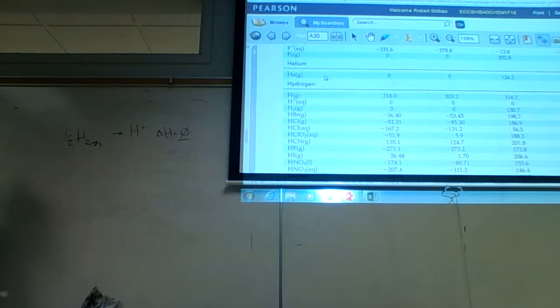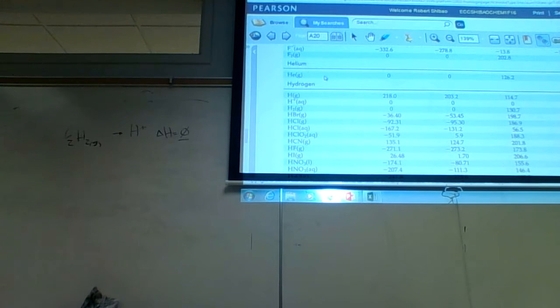How can that be 0? Because if we have a half mole of hydrogen, we've got to break those bonds first. Breaking a hydrogen-hydrogen bond is going to cost you about 400 kilojoules of energy per mole, so this half a mole is going to cost you about 200 kilojoules of energy. And then we have to ionize this.